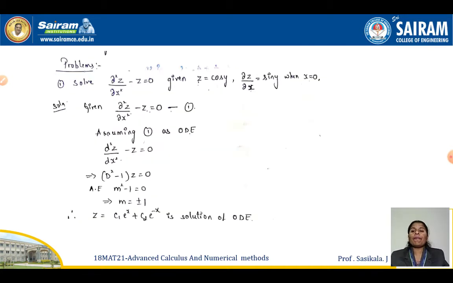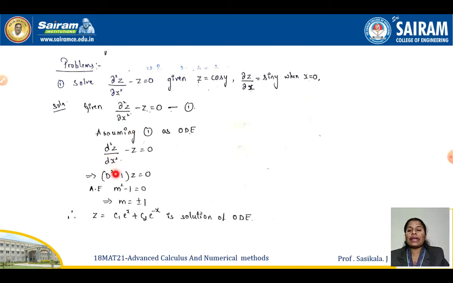So we'll go with the example problem. The first question: solve dou squared z by dou x squared minus z is equal to 0, given z is equal to cos y and dou z by dou x is equal to sin y when x is equal to 0. So what I can do is take the given equation. You see the equation is there in terms of only x and z. So z is a function of x and y, but the equation doesn't have y. So I can solve it with one independent variable, so it is treated as an ODE.